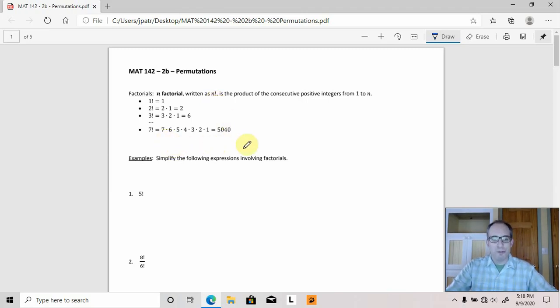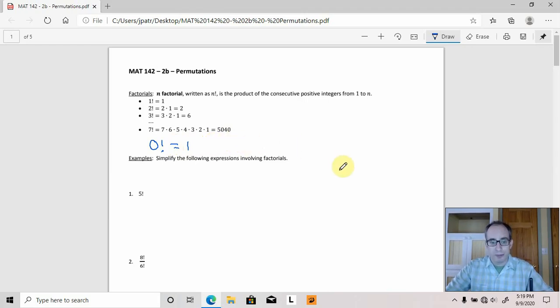I just wanted to throw a bigger one in there, like 7 factorial: 7 times 6 times 5 times 4 times 3 times 2 times 1, which winds up being 5,040. And I didn't put this in here because we don't need it in this section, but we're going to in the next one. 0 factorial is actually defined as being 1, not 0. Like I said, in this section you don't need it, but it goes along with the factorial stuff, so I wanted to mention it.